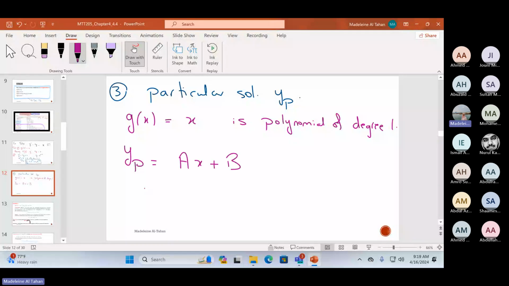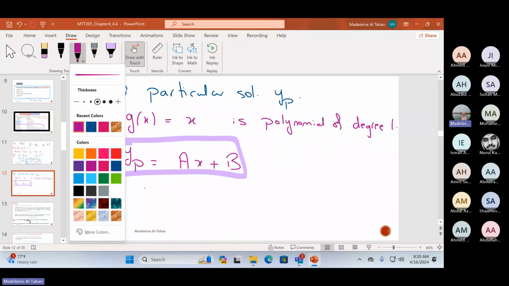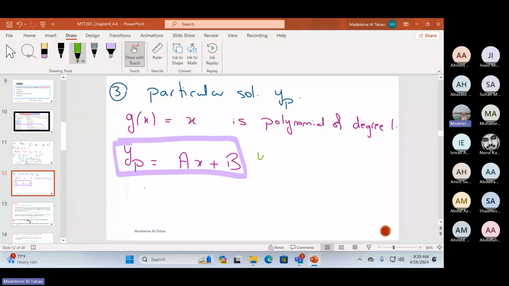Now, how do we know that our trial particular solution is accepted or not accepted? This is yp. Compare it to yc.